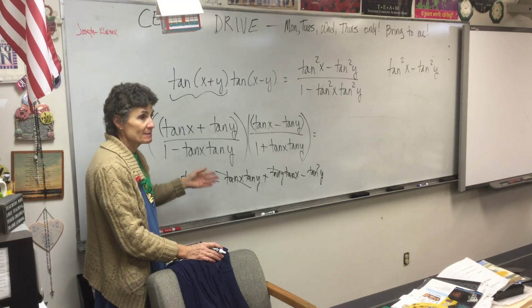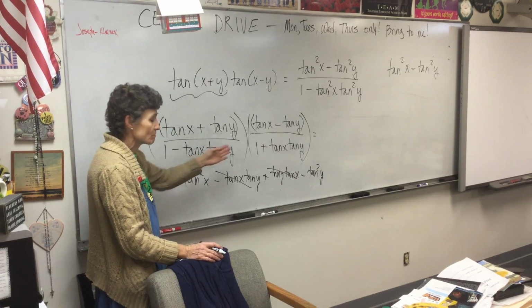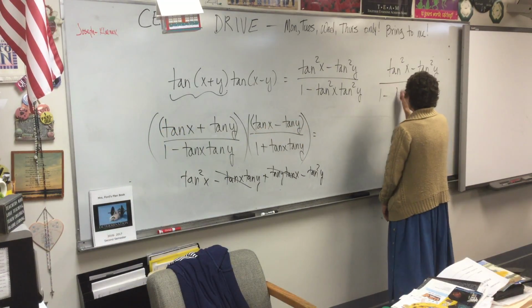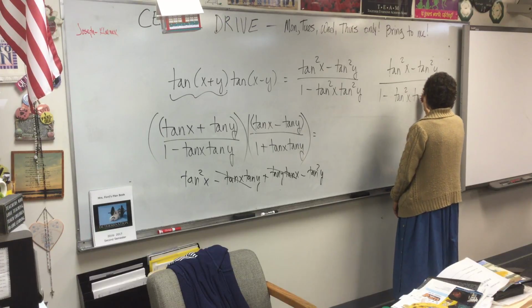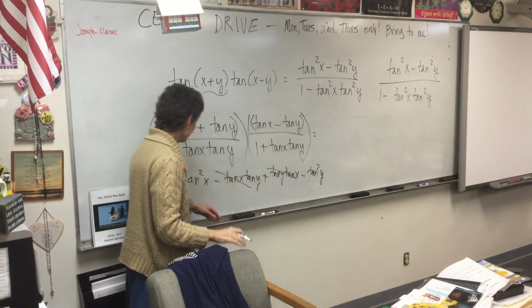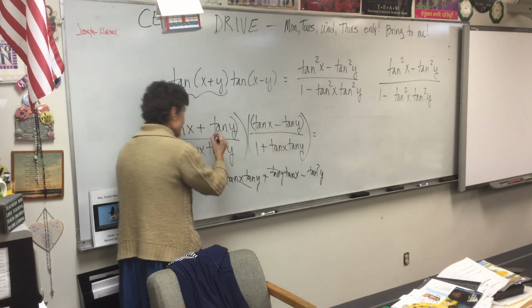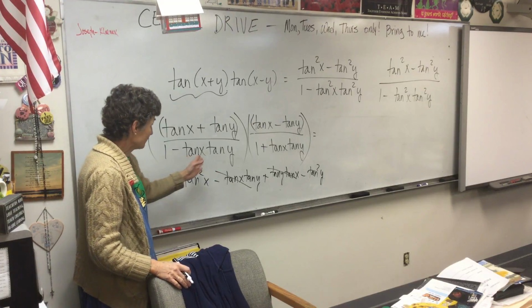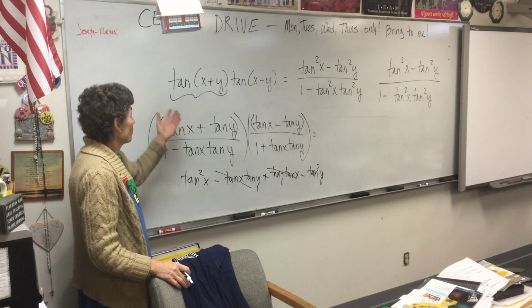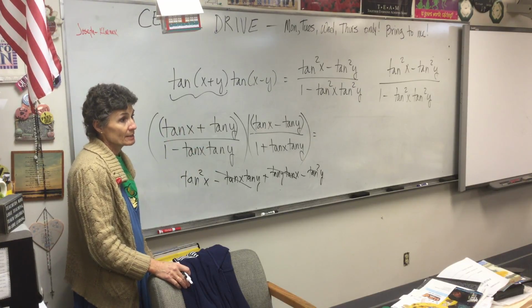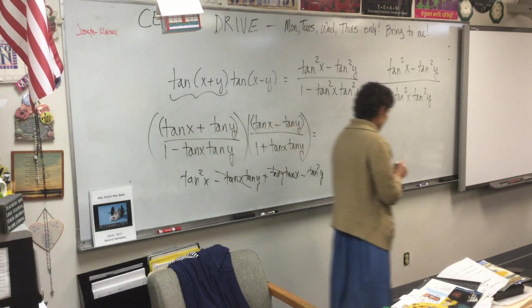Same with the bottom. The bottom is exactly the same thing. It's the difference of squares. So the bottom's going to end up as 1 minus tan squared x tan squared y. Because if you FOIL out the bottom, the outside and inside terms will be opposites. They'll cancel each other out, and you'll just have that. So again, what a scary looking problem, and it took us 2 steps to get it done. Easy, easy, easy.